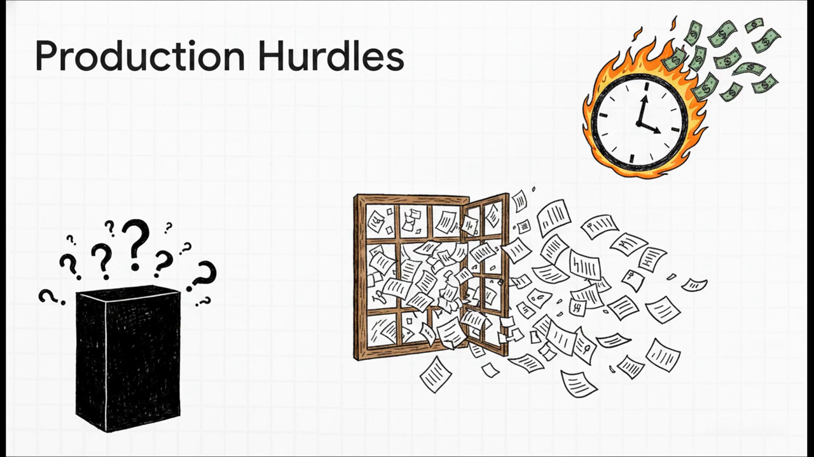Context windows overflow if they read too many documents. Multi-agent systems can have weird emergent failures. And if you lack deep system observability, your AI is essentially just a black box, and you'll have absolutely no idea why it made a catastrophic mistake.